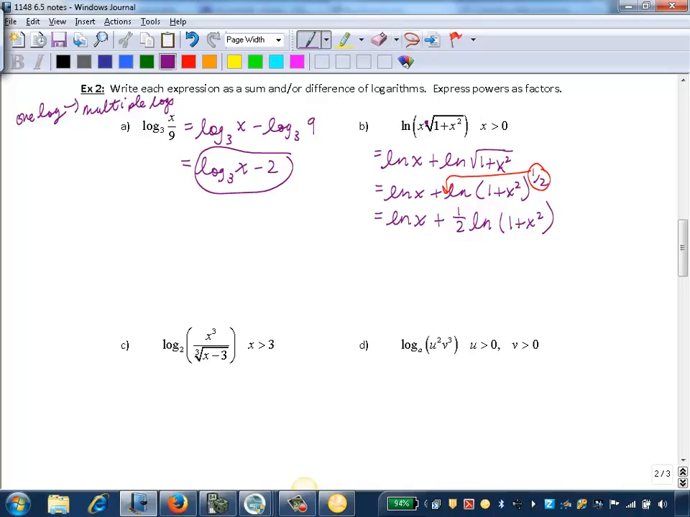Now when you get to here, remember there's no rule that allows us to split the log of a sum. So this is as far as this can be split up. Remember, the rule allows us to split the log of a product or the log of a quotient, but not a sum. So this is as far as this can be simplified.